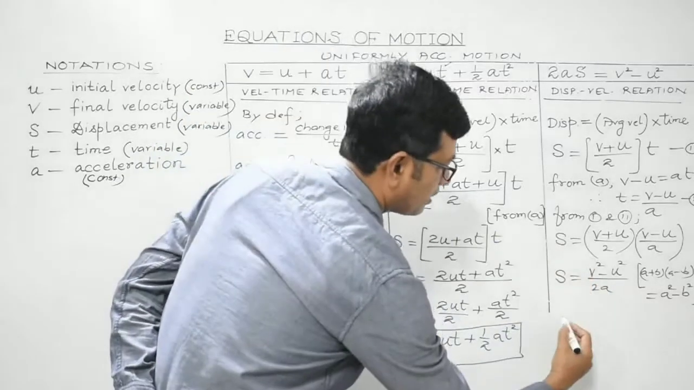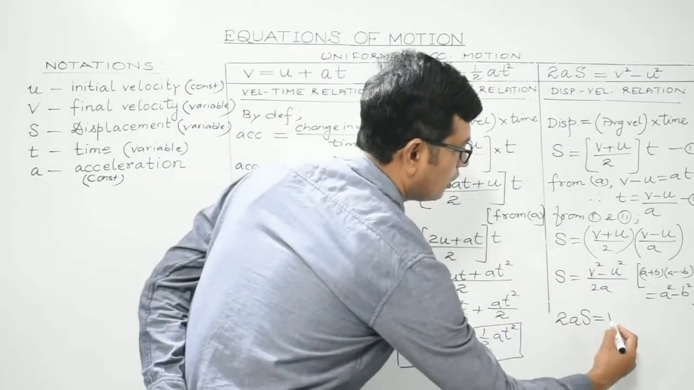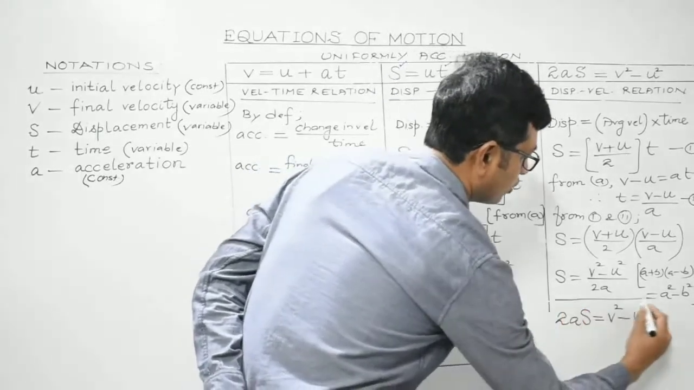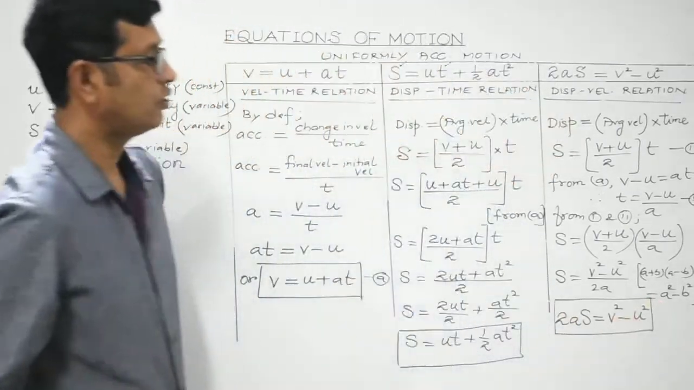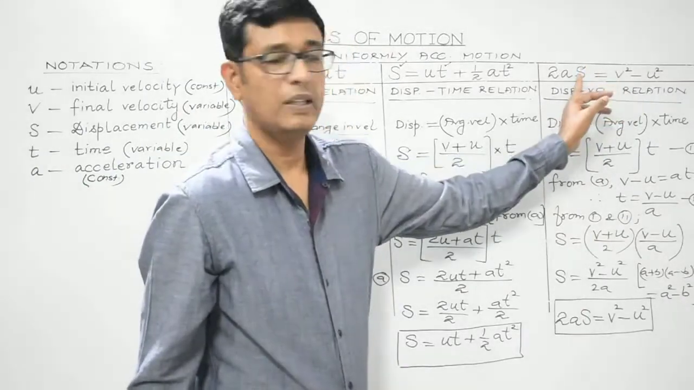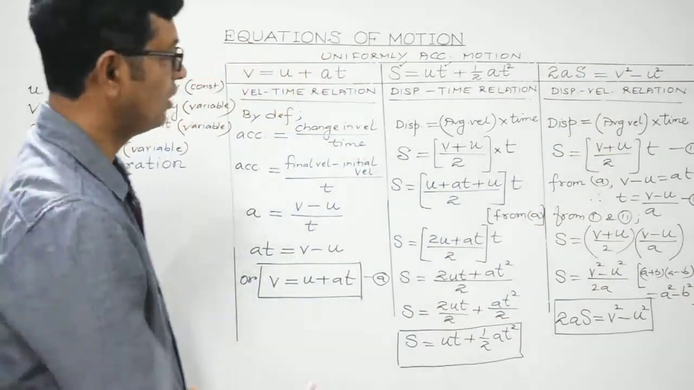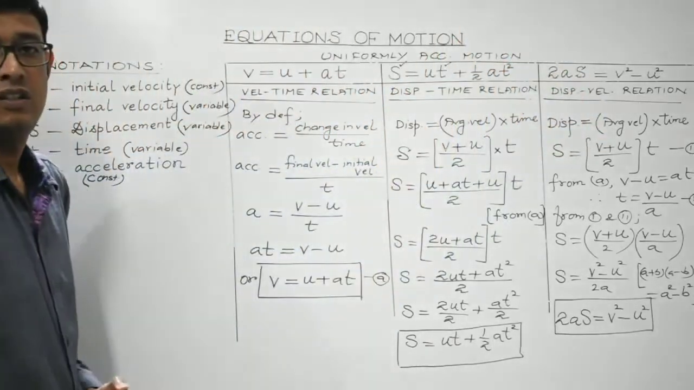Now, cross multiply it. What do you get? 2as is equal to v square minus u square. So this is the third equation of motion, which is also known as the velocity-displacement or displacement-velocity relationship. So students, these are the three equations of motion.